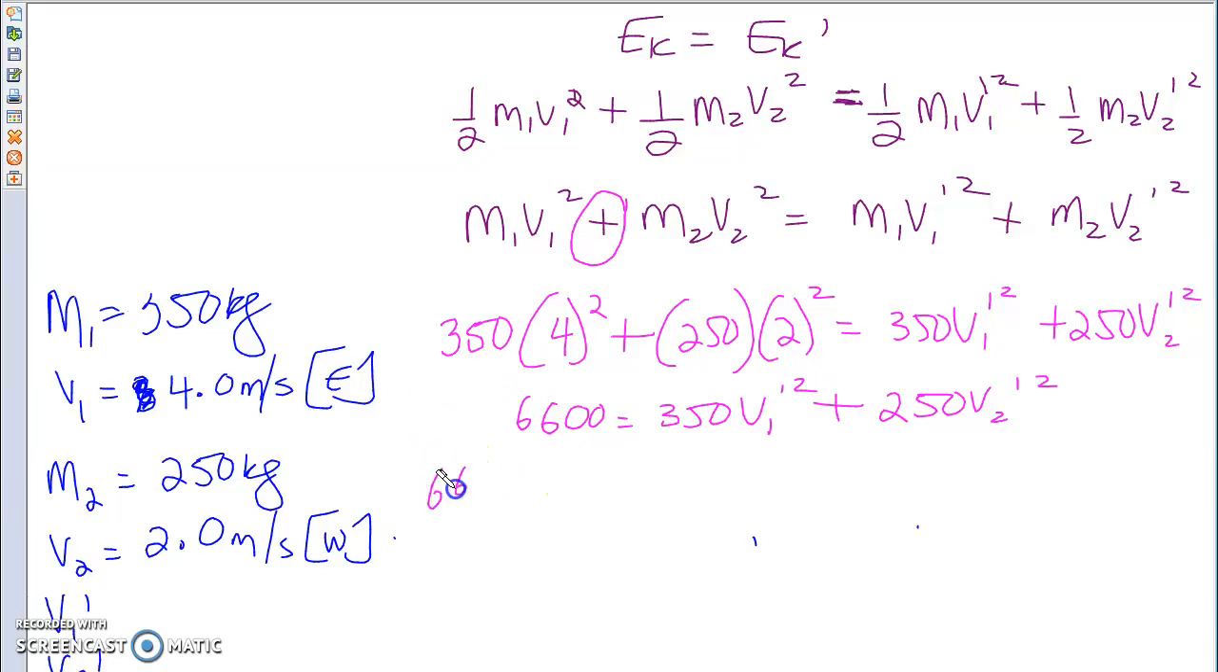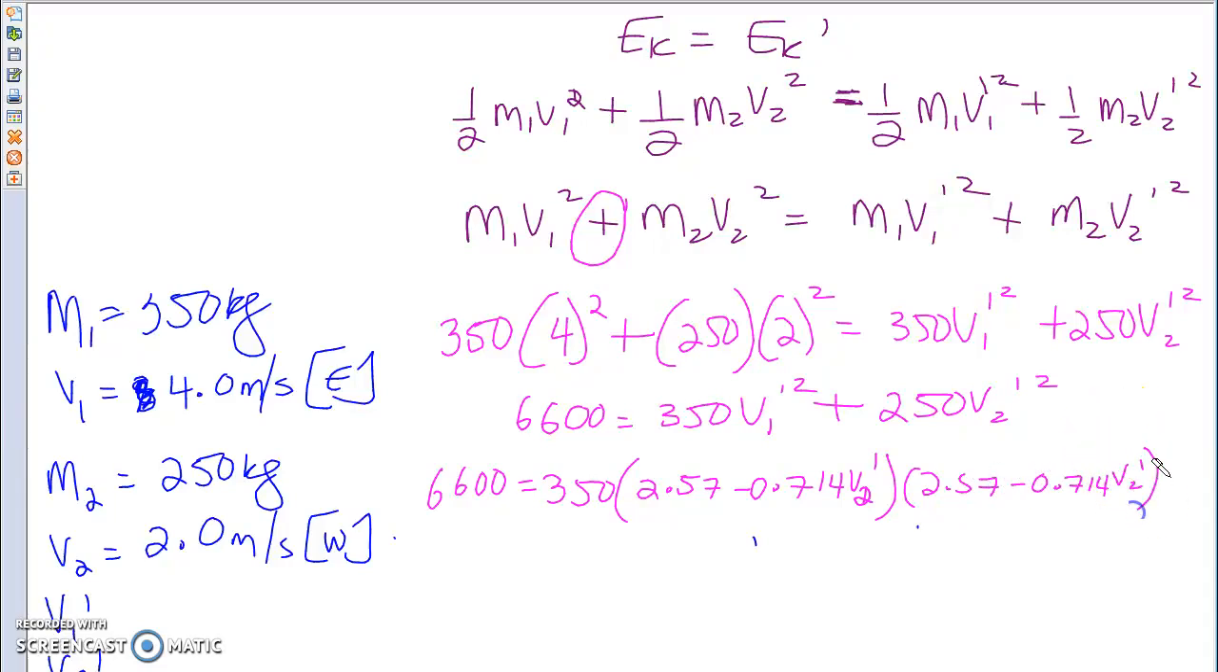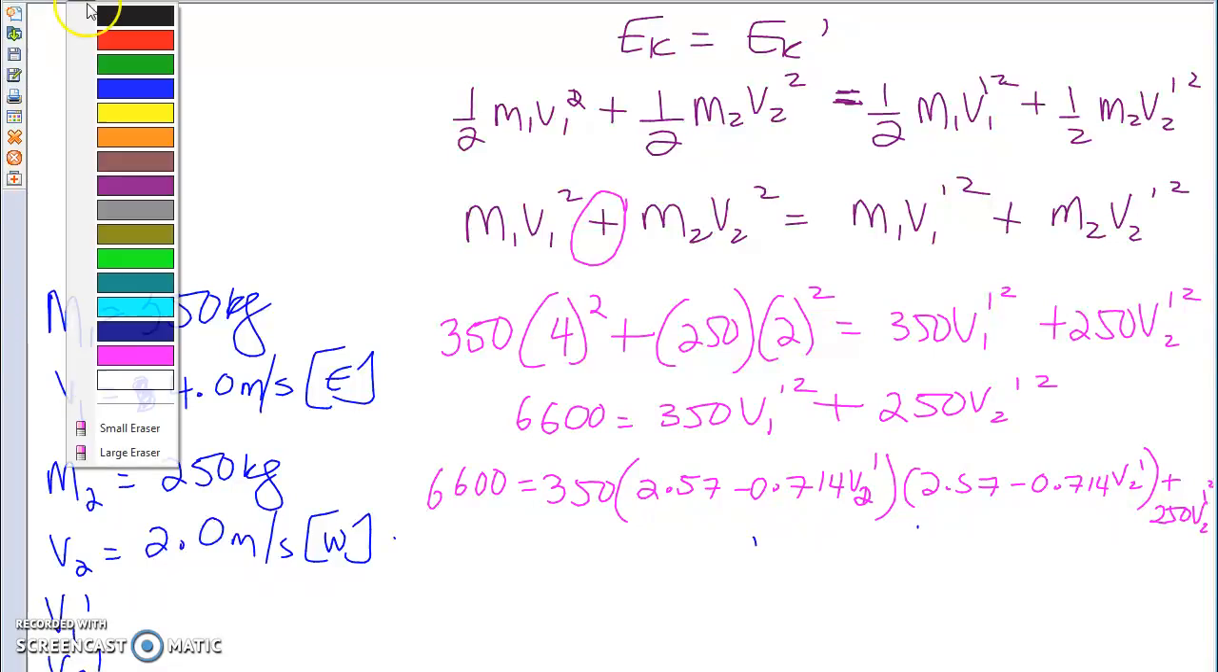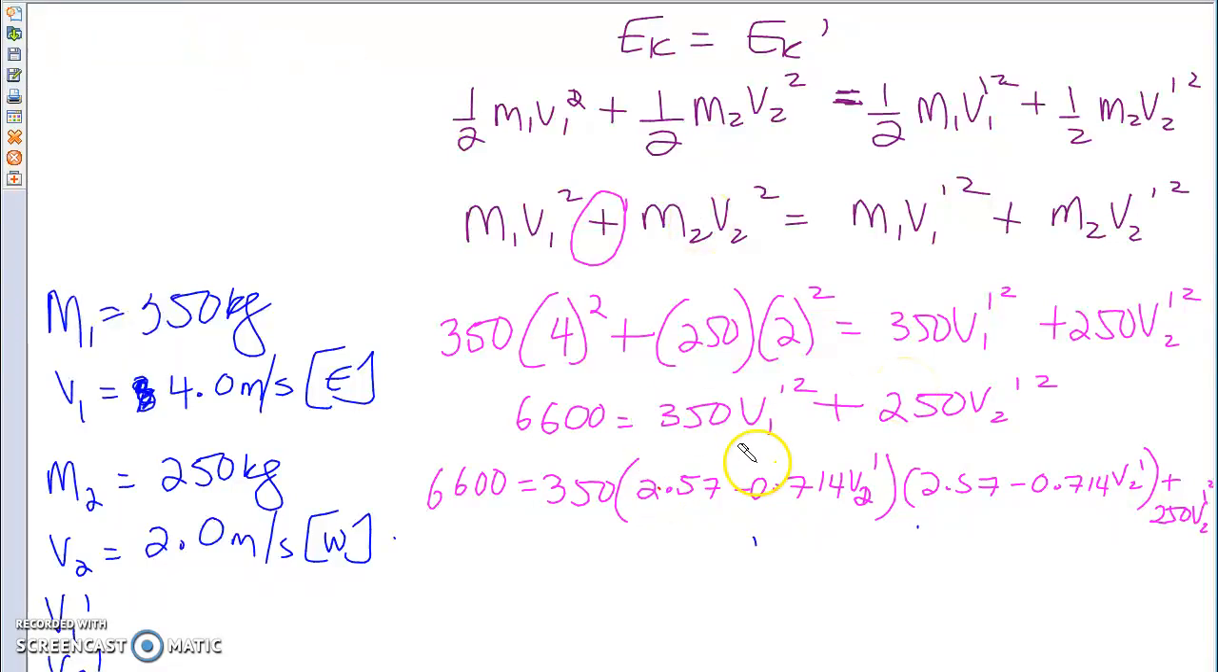All right, so now we're going to plug this into here. So you get 6,600 equals 350 times (2.57 minus 0.714 V2 prime) times (2.57 minus 0.714 V2 prime) plus 250 V2 prime squared. Now of course we are going to expand it: this and this, this and this, this and this, this and this. I'll let you do that, and we'll start the video again.